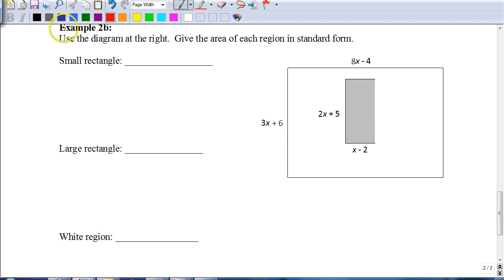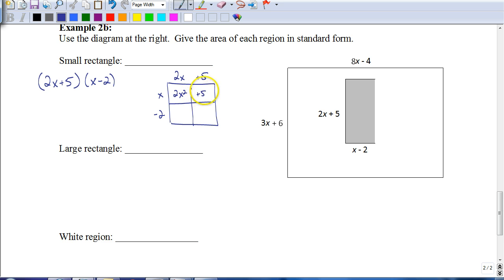Okay, so first let's start with finding the area of the small rectangle, which is the shaded one this time. So I'm going to have 2x plus 5 times x minus 2. Again, put it in a window method. So that gives me 2x squared plus 5x. Negative 2 times 2x is negative 4x, and negative 2 times 5 is negative 10. So when I write this out, it's going to be 2x squared. Negative 4x plus 5x is just 1x, or x, minus 10.